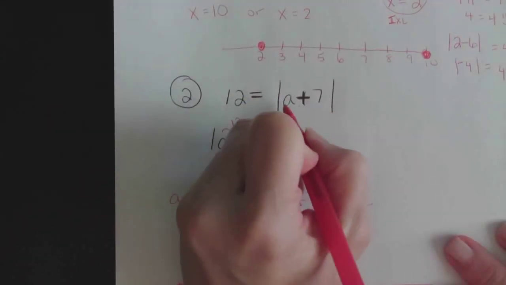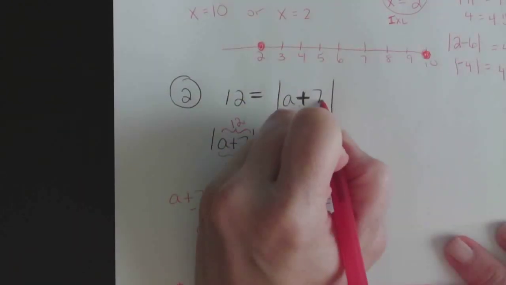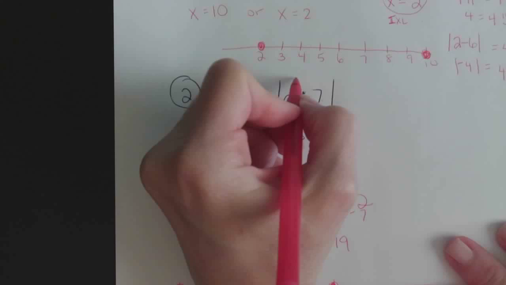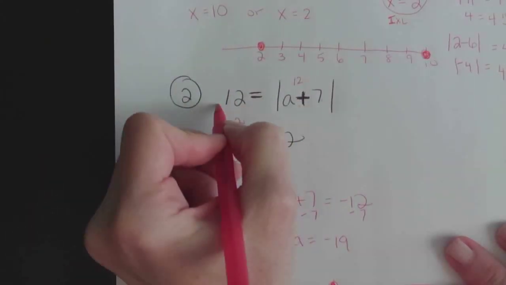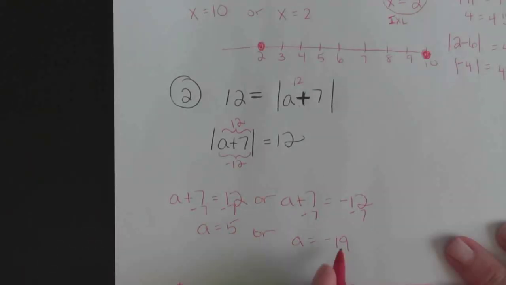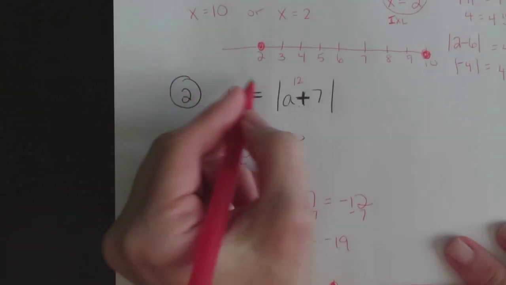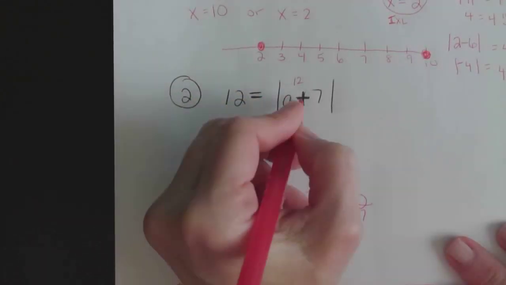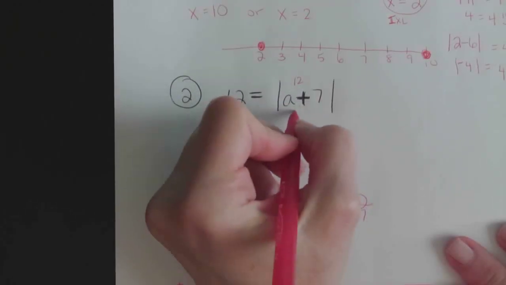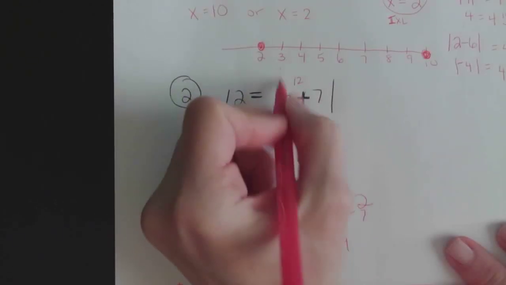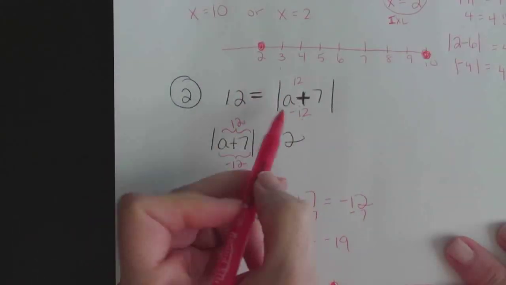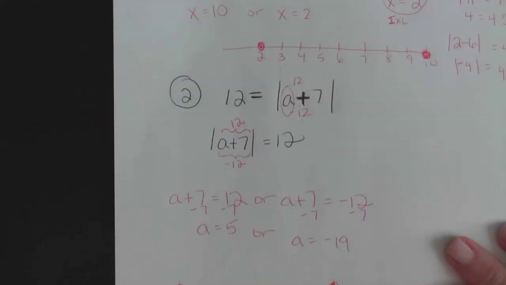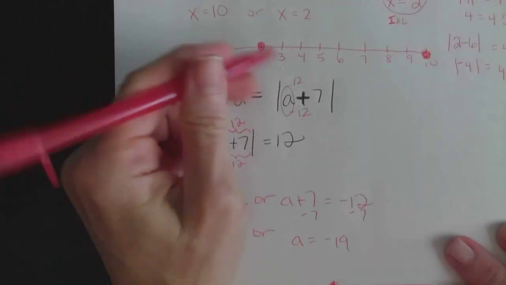If you just want to check it real quick, you can go all the way back to the original problem. Let's fill a 5 in. 5 plus 7 is 12. The absolute value of 12 is 12. Now let's fill negative 19 in. Negative 19 plus 7 is negative 12. The absolute value of negative 12 is 12.